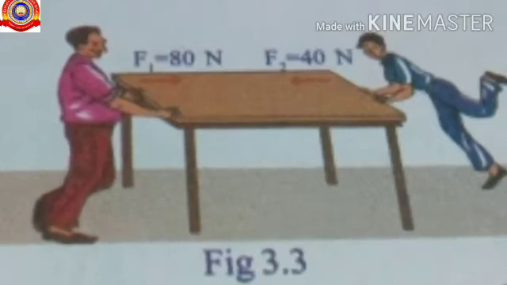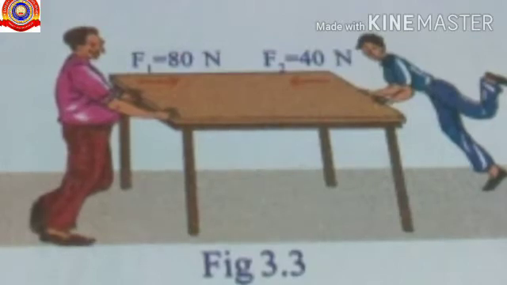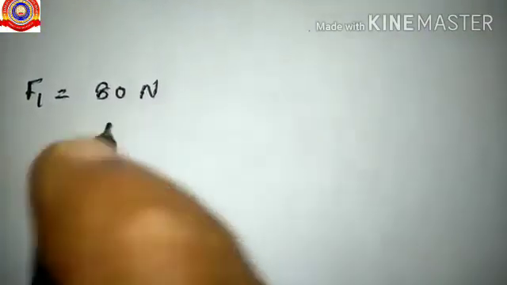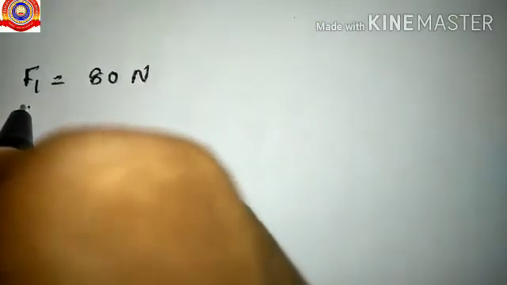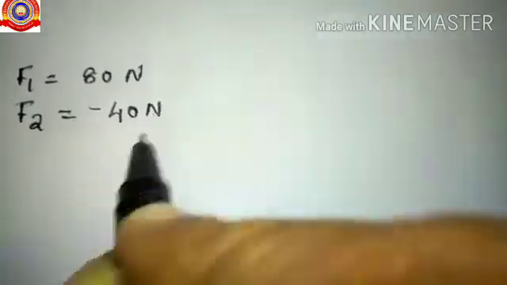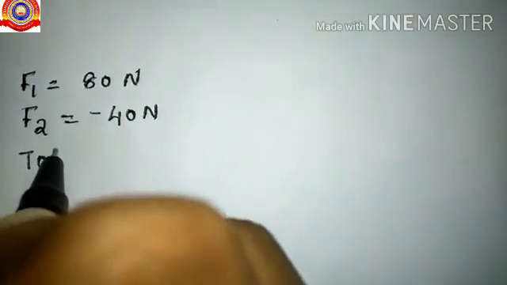Here two boys are pushing the table from opposite sides with unequal force. In the previous figure the forces were equal and here the forces given are unequal. Let's see what the resultant force is here. Here F1 equals 80 Newton, and what is F2? Yes, 40 Newton. But here the force given by the second boy, F2, is in the opposite direction, so we give a negative sign, that is minus 40 Newton.